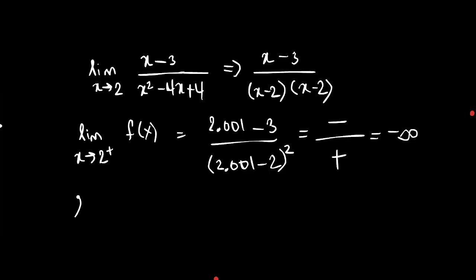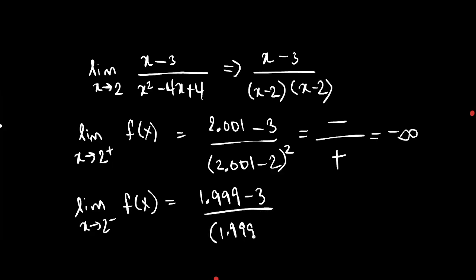Now what about the left-handed limit? The limit as x approaches 2 from the left of f of x is going to be equal to, in this case, we can't write 2.001, as I was about to do by mistake. Rather, since we're approaching from the left-hand side, it would be a number that is very close to 2, but technically smaller. So we could do 1.999, for example, minus 3, divided by 1.999 minus 2 whole squared. So here, the numerator is going to be negative once again. And our denominator, 1.999 minus 2, is negative. But our negative number here is being squared, which means it becomes positive. A negative divided by a positive is once again going to be negative.